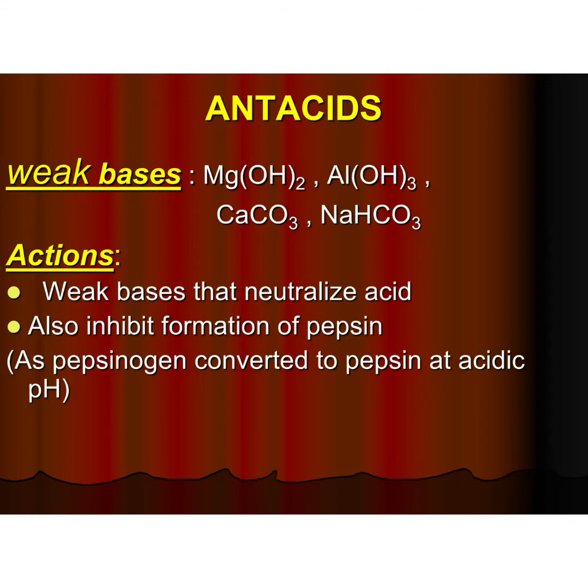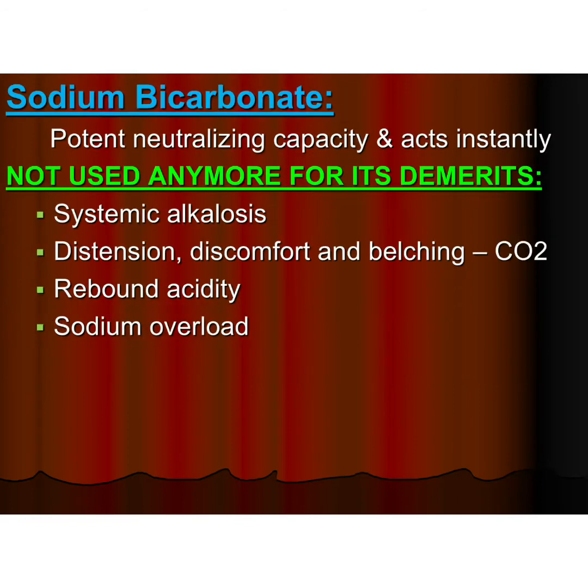They also inhibit the formation of pepsin. How do they inhibit the formation of pepsin? They neutralize acid, so they do not provide the acidic environment for pepsinogen to convert into pepsin. Bicarbonate has potent neutralizing capacity and acts instantly, but we do not use bicarbonate because of several adverse effects like systemic alkalosis, distension, discomfort, rebound acidity, and sodium overload.